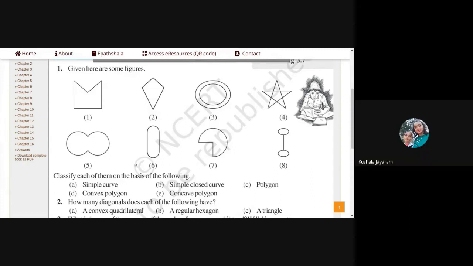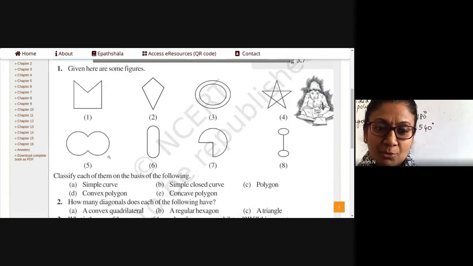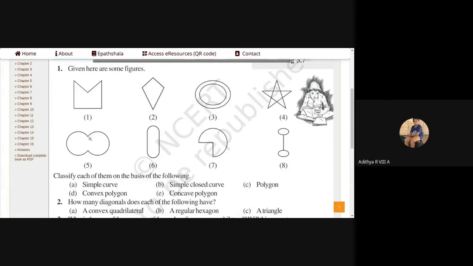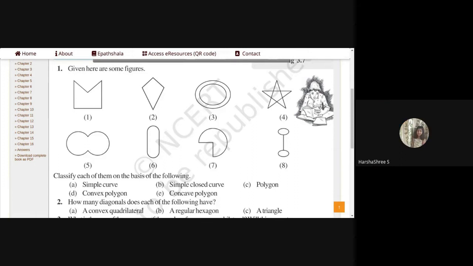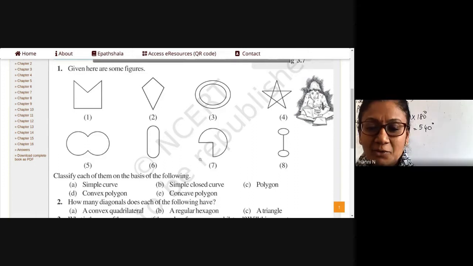Ma'am, simple curve. Closed curve. Ma'am, simple closed curve, because wherever you start, you will come back to the same position again. Yes, ma'am. Only then it is a simple closed curve. Sixth one. Ma'am, also a simple closed curve.